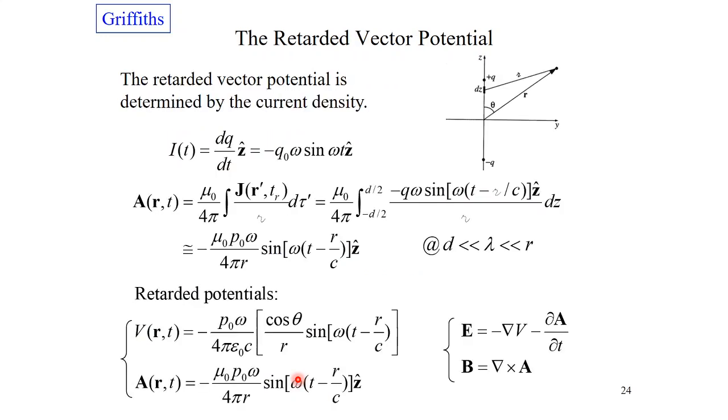It's not finished yet. We still have the vector potential, the retarded vector potential. The retarded vector potential is determined by the current density. I is dq over dt. Q will move in this one. Okay? So it's minus q0 times omega sine omega t, because the charge moves up and down. So the current becomes sinusoidal. Okay? And with this current source, we can calculate the vector potential.